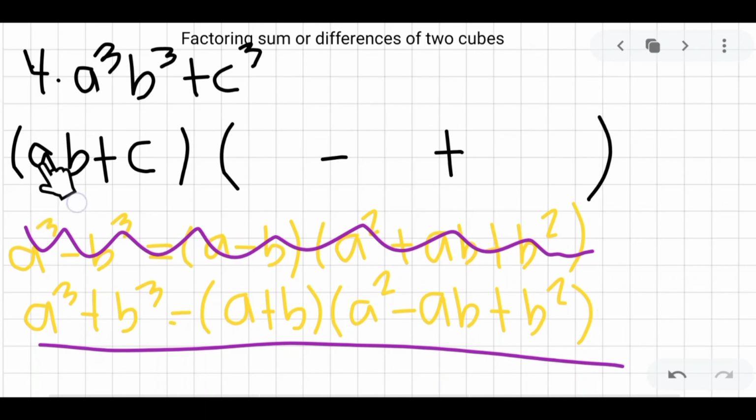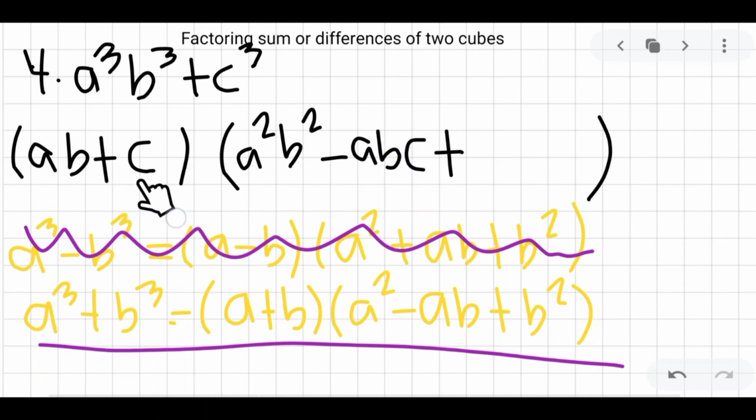Okay, next. Twice the first term. AB times AB. Anong sagot? A squared, B squared. Okay, next. Ipagsasamahin natin silang dalawa para sa second term. Okay, so AB times C. The answer is ABC.